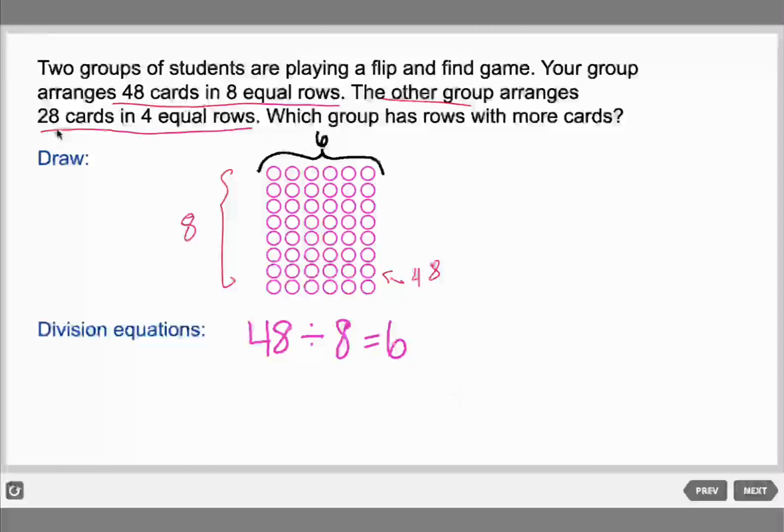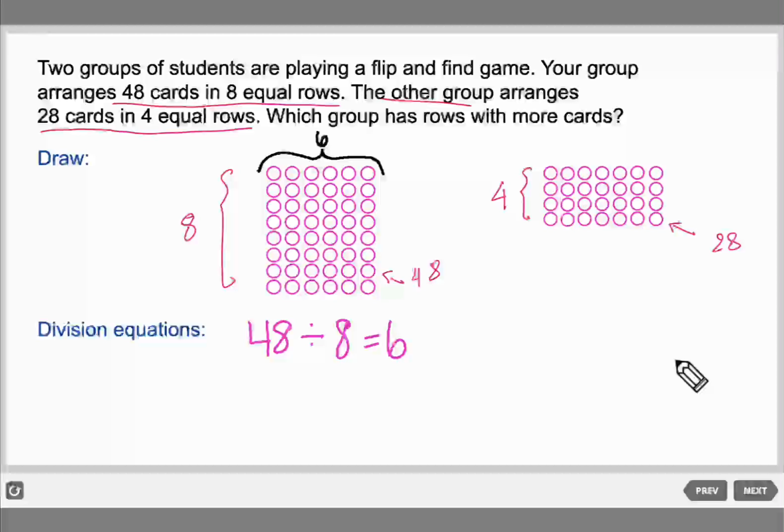Okay, let's move to the next one. 28 cards in 4 equal rows. So we get this array. And for this array, we have 28 in all. And we put them in 4 equal rows. Help me, my heroes. How many cards in each row? Yes, Hassan? 7. Yes, so we have 7 cards in each row.